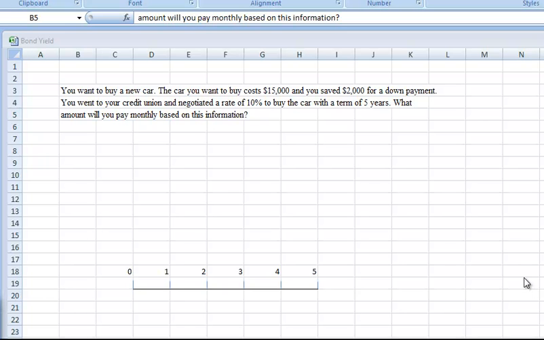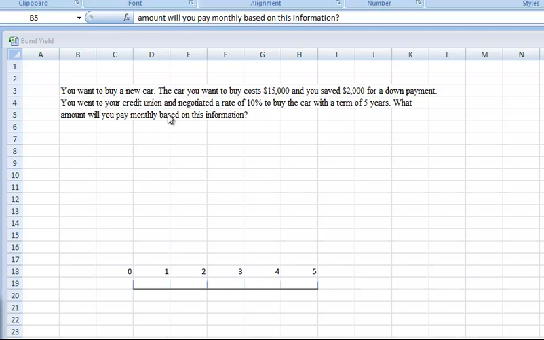Welcome back. In this session we're going to look at calculating a payment, and there might come a time when you need to buy a piece of machinery, a car, a house, what have you, and you'll need to calculate the payments. So let's work this problem.